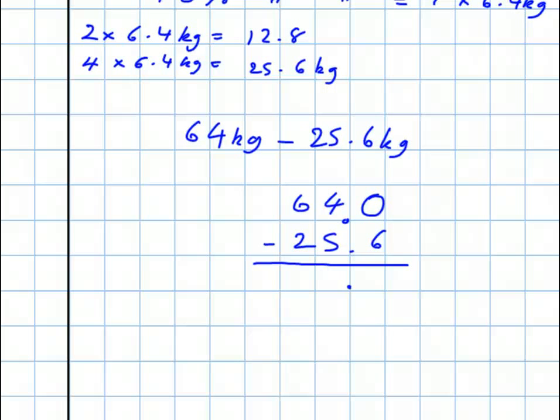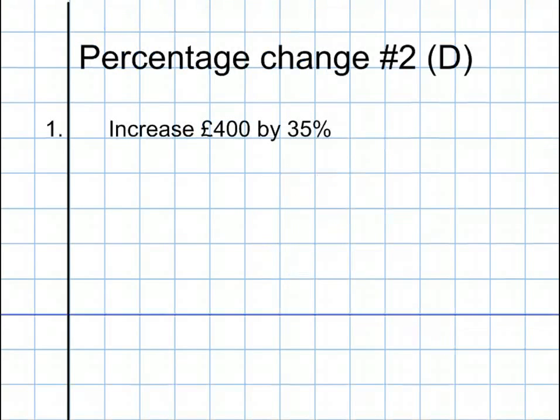Now, 0 take away 6 you can't do with this method, so we borrow. 10 take away 6 is 4. What's 3 take away 5? You can't do it with this method, so we have to borrow. 13 take away 5 is 8. 5 take away 2 is 3, and there's our answer: 38.4 kilograms. Right, now there's a second method.